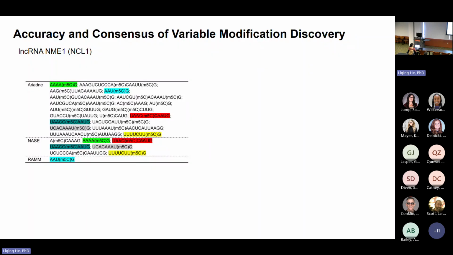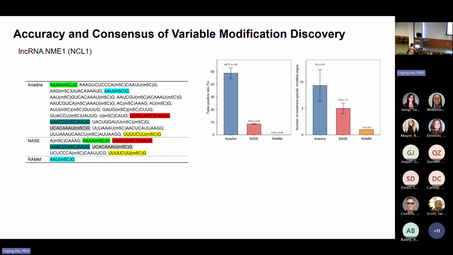So we calculated the false positive rate of all these platforms, and we found in the control group, the false positive rate of adenine goes up to almost 50%. It's pretty high. And in NSE, it's acceptable. The false positive rate is less than 10%. For RNA multi-mapper, the false positive rate is 0. But in the treated group, adenine identified about 10 oligonucleotides with modification, which is true positive. But NSE identified about 5, and the RNA mapper identified only 1.